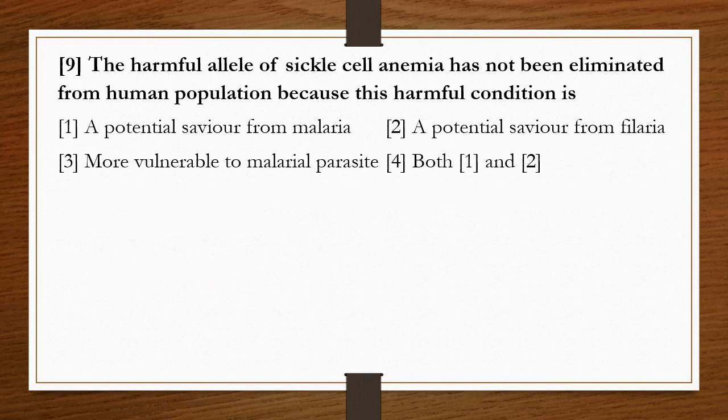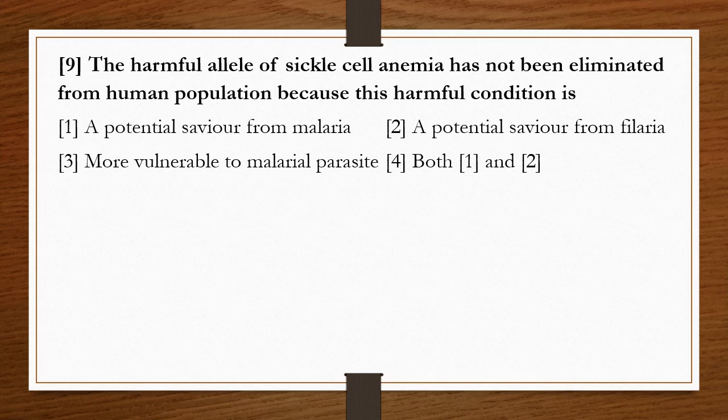Question number 9. The harmful allele of sickle cell anemia has not been eliminated from the human population because this harmful condition is: option 1, a potential savior from malaria; 2, a potential savior from filaria; 3, more vulnerable to malarial parasite; 4, both 1 and 2.